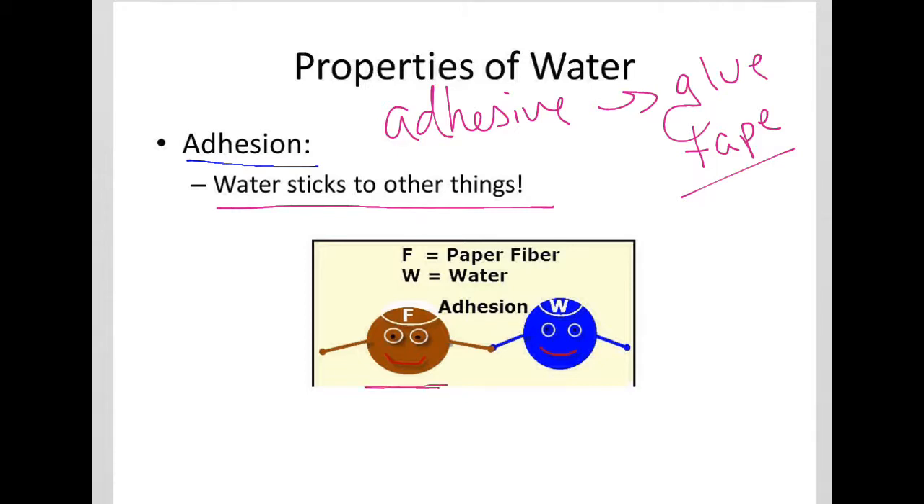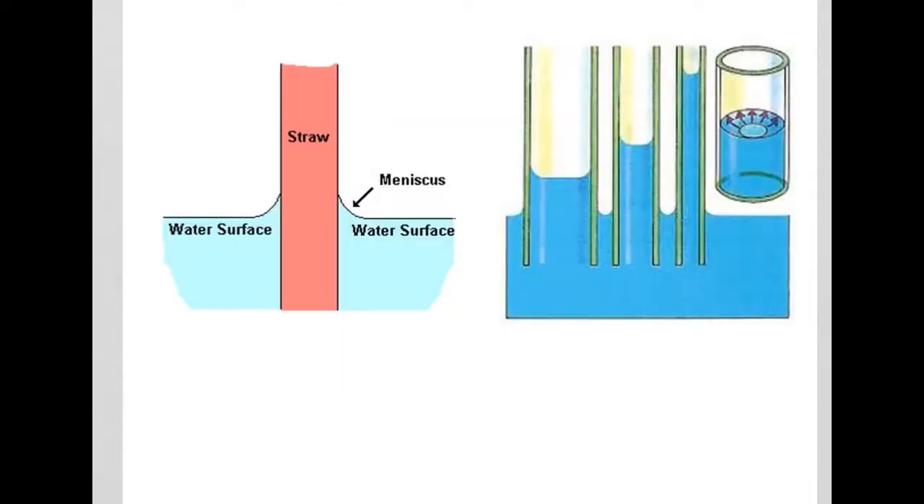So here I have maybe a paper fiber and a water molecule, and they are together due to adhesion. They are adhering to one another. We see this in various places. You see this when you have a drink with a straw in it, and you'll notice a little bit of the water comes up to meet the straw at a higher level than the actual water surface, and this creates what's called a meniscus. You end up having the same thing going on inside of the straw as well. This is because those water molecules are trying to stick to the straw so much they end up creeping up the side of the straw.